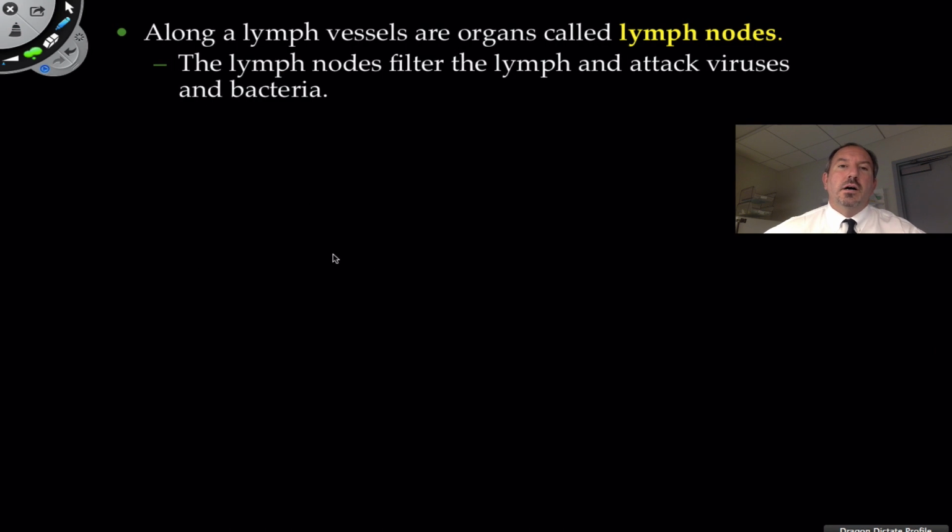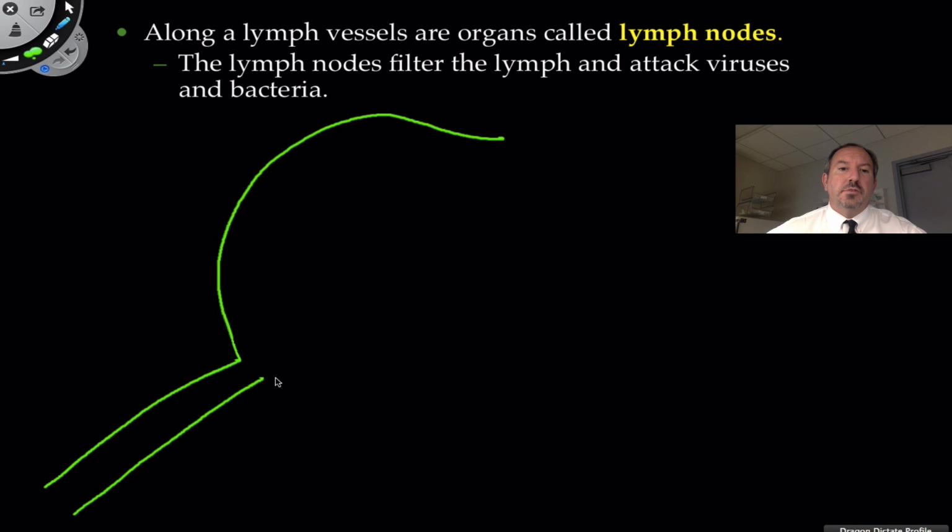And so along the lymph vessels are these lymph nodes. I mentioned before that they filter the lymph, and they do that by attacking viruses and bacteria. Let's think about this for a second, just anatomically. If you had a lymph vessel like this, and you're entering into a node, which is just like 2 centimeters in diameter, like this. Now, this isn't exactly what the lymph node looks like, but I just want to walk you through it.